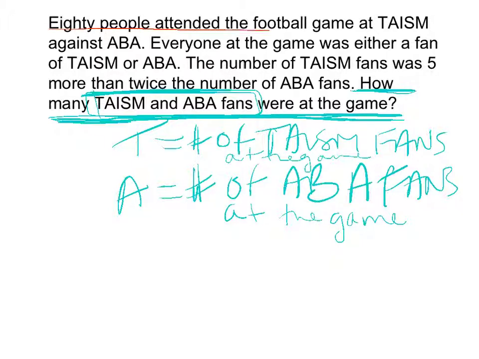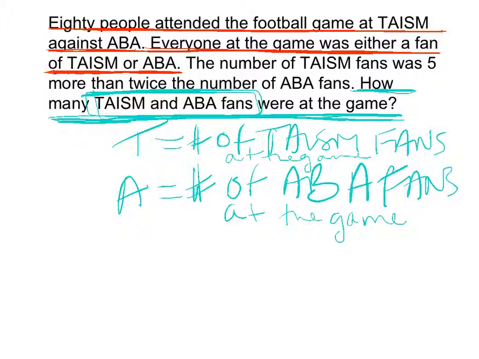Let's see, 80 people attended the game at Taysom against ABA. So, we can assume there's 80 people there, and look, additional information. We know that everyone at the game was either a fan of Taysom or of ABA. Well, that makes it pretty nice because then we know that we don't have to have any other variables. Our 2 variables in this relationship: the number of Taysom fans and the number of ABA fans together equal 80, the total number of fans at the game.